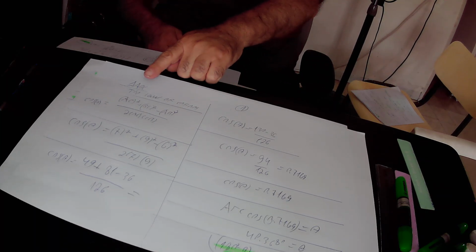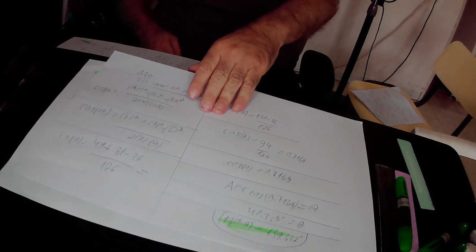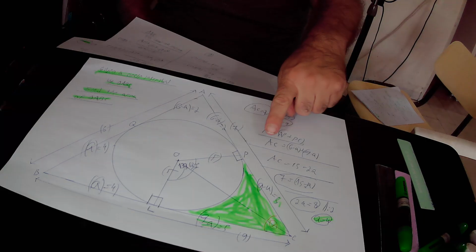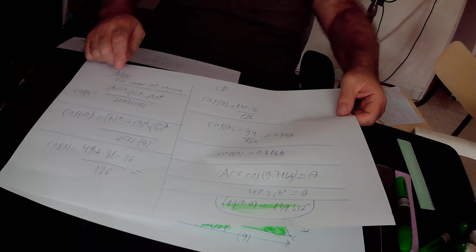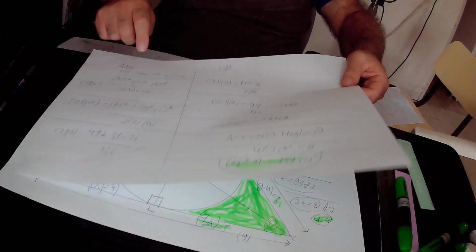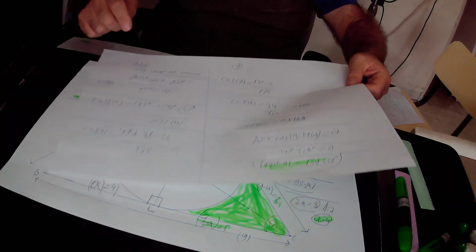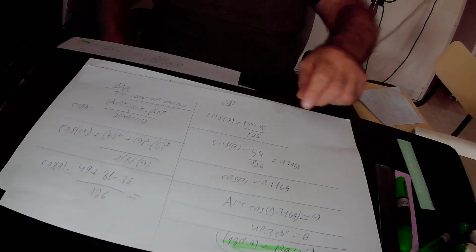Cosine theta equals AC squared plus BC squared minus AB squared over 2 times AC times CB. This equation is the implementation of the law of cosines in our triangle ABC. So cosine theta equals AC squared. AC is 7, therefore AC squared is 7 squared, plus CB squared. CB is 9, therefore CB squared is 9 squared, minus AB squared. AB is 6, therefore AB squared is 6 squared.